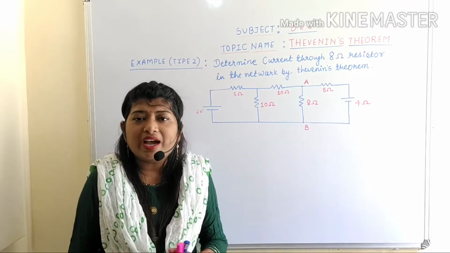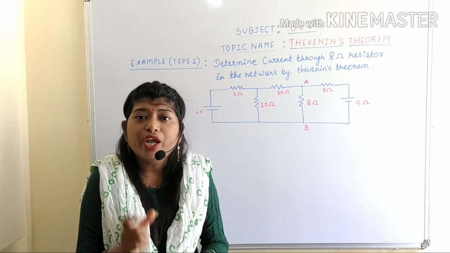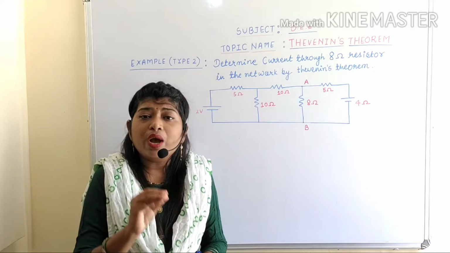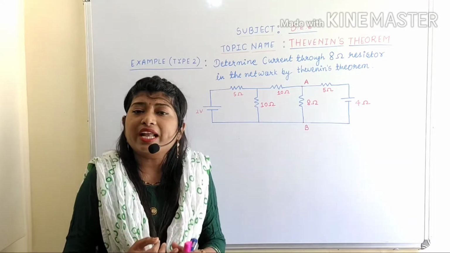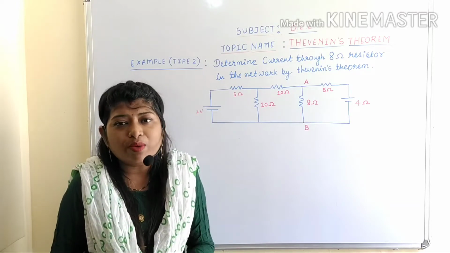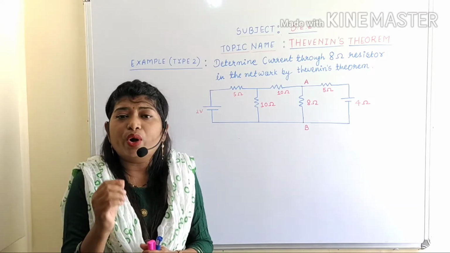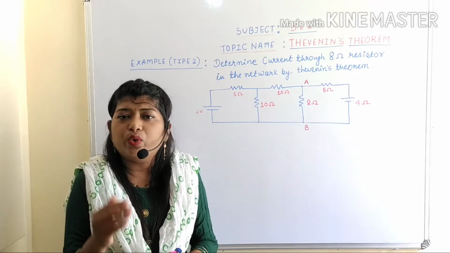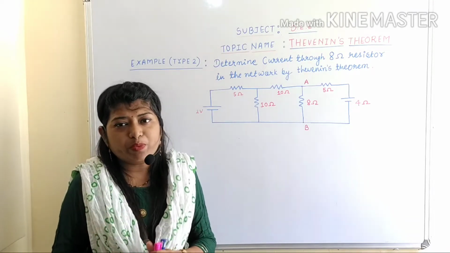Once you are done with RTH, the next procedure is what? You have to draw Thevenin's equivalent circuit. You have to substitute the VTH and RTH values in it, and then simply by using Ohm's law you will get the load current flowing through the load resistor, which is equal to VTH upon RTH plus RL.